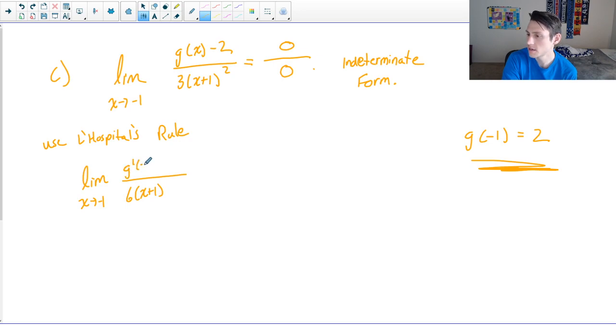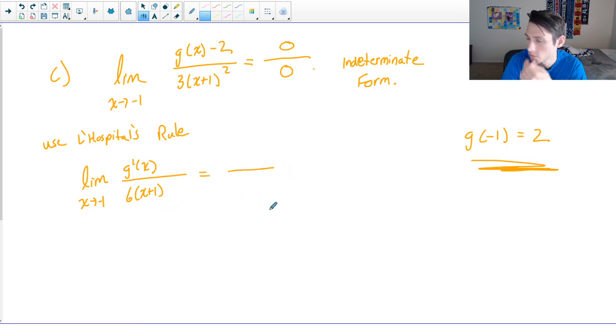But the numerator, so g prime, or wait, I don't want to plug in negative 1 yet. All right, for the numerator, the derivative of g is just g prime. Minus 2, the derivative would be 0. So we just have g prime of x in the numerator. The denominator is 6 times (x plus 1). Okay, equals, so let's try it now.